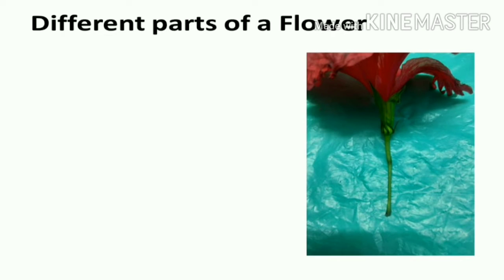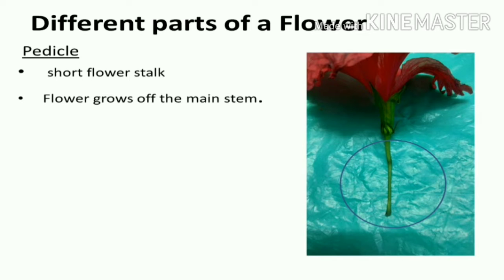Let's know in detail the different parts of a flower, starting with the structure, pedicel. As you can see in the picture, pedicel is a short stalk of the flower that helps the flower to grow off from the main stem.